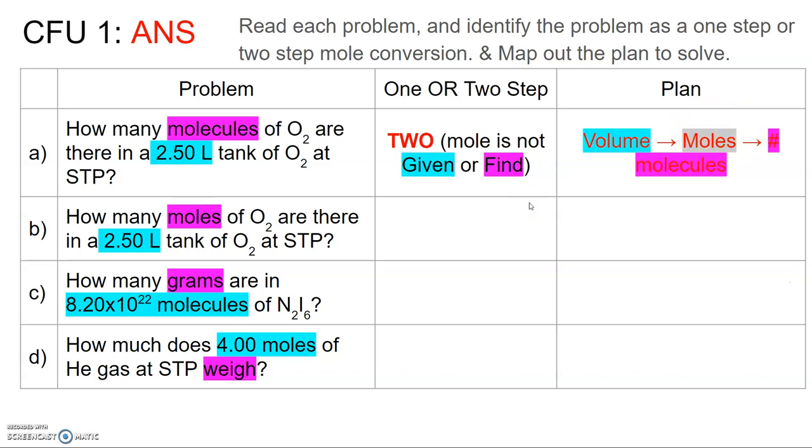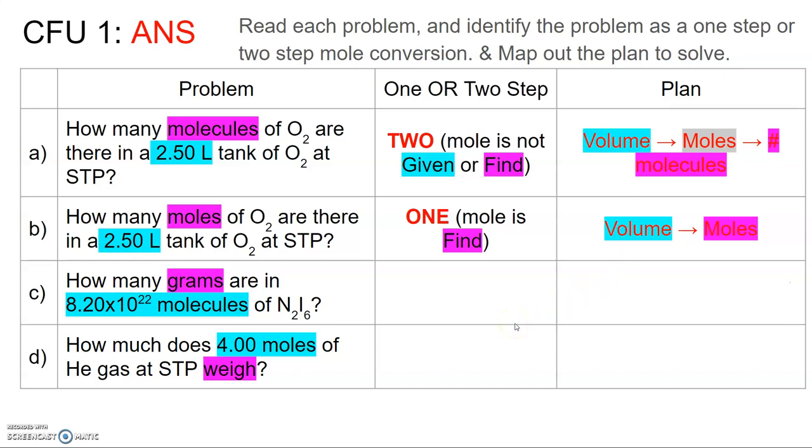All right, next question. How many moles of O2 are there in a 2.5 liter tank of O2 at STP? Well, in this example, it's a 1-step problem. And I know it's a 1-step because my find in this case is in moles. So if your given or your find is in moles, you know it's a 1-step problem. And then in terms of plan, I would start with my volume and then go straight to moles.